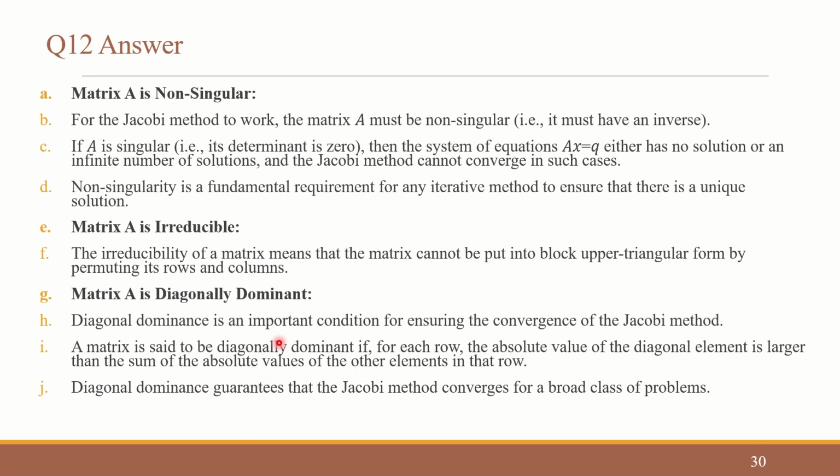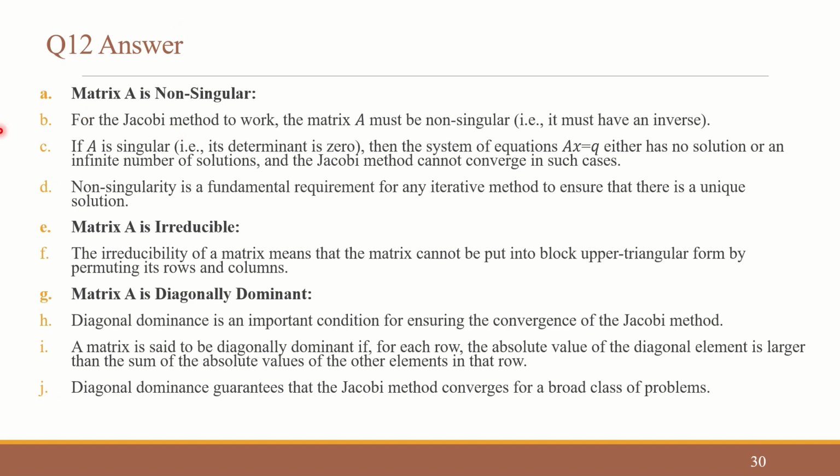Diagonal dominance ensures we will get a converged solution for a broad class of problems. If the problem is very large, we have a guarantee that we will have a converged solution. If not, the solution might run in a loop and we will not get a solution, and it is a waste of time and resources as well. So these three criteria: it should be non-singular, irreducible, and diagonally dominant. That is matrix A, in Ax equals b, where A is the coefficient matrix. These are the conditions the matrix must meet to get a converged solution. So that is for question 12.